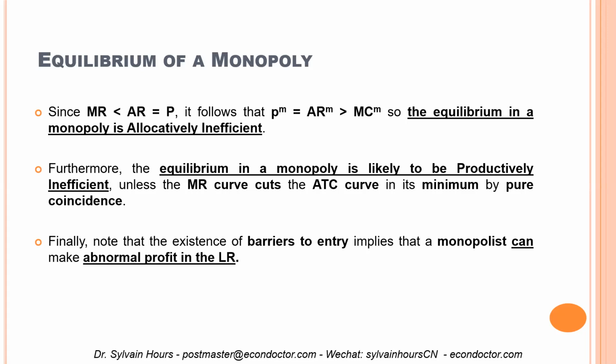But in a monopoly, if the monopolist makes abnormal profit in the short run, even though new businesses would like to enter the market to make some positive economic profit as well, they are unable to do so because of the barriers to entry. So a monopolist is able to make abnormal profit even in the long run. This is a key difference between perfect competition and monopoly.